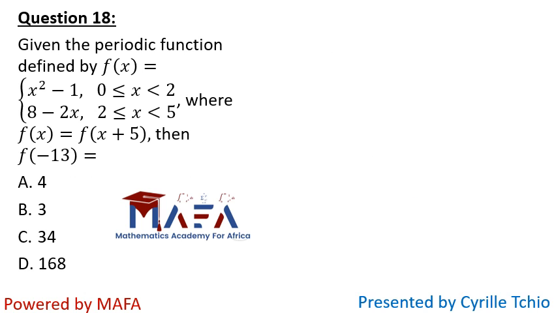We are given the periodic function defined by f of x equals x squared minus 1 for 0 less than or equal to x less than 2, and 8 minus 2x for 2 less than or equal to x less than 5, where f of x equals f of x plus 5. You know that the function is periodic, so the period of the function is directly given to us. That is positive 5, since we know that f of x equals f of x plus 5. So you have the period directly here. Let us move to the solution and see what it gives.